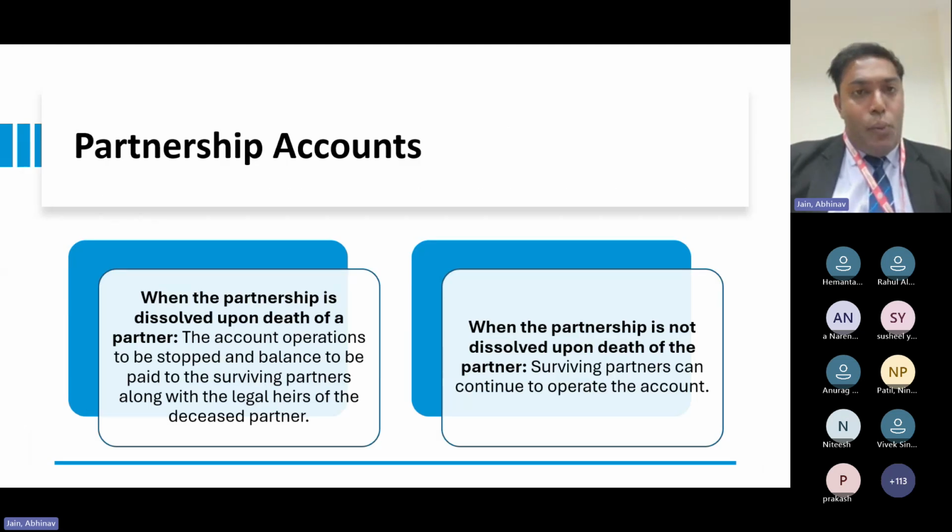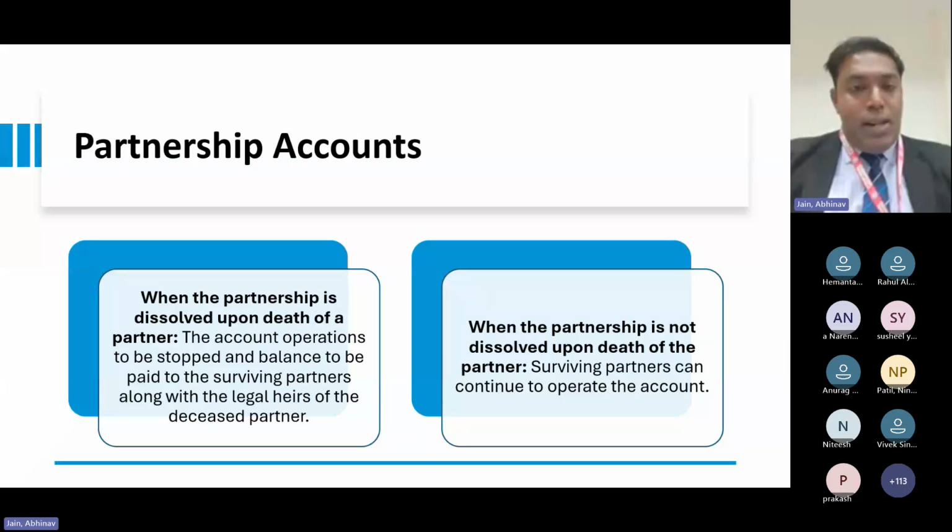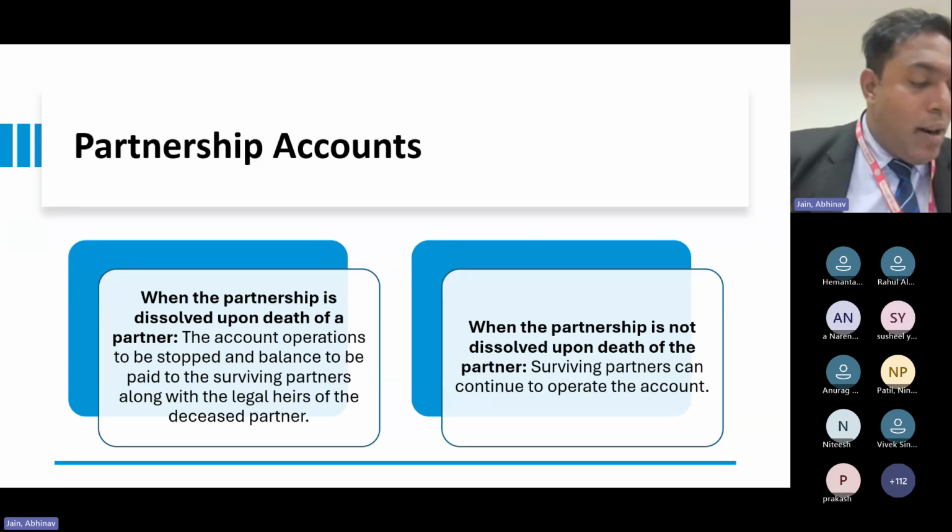Now, when we proceed further and talk about death claim settlement in case of a partnership account, let's say the partnership is dissolved upon the death of the partner. The account operation will be stopped and the balance would be paid to whom? The surviving partner plus the legal heir of the deceased person. Case 1: in the partnership deed, it was already mentioned that it will dissolve if any of the partners dies. So the remaining amount would be paid to the surviving partners, along with the legal heir of the deceased partner.